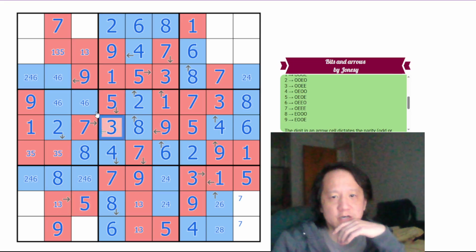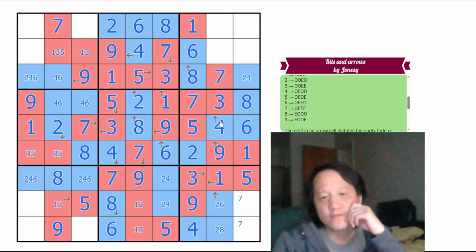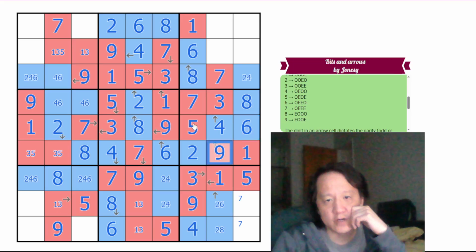5 is odd, even, odd, even. 2 is odd, odd, even, odd. 1 is odd, odd, odd, even. 2 is odd, odd, even, odd. 7 is odd, even, even, even. 3 is odd, odd, even, even. 8 is even, odd, odd, odd. 9 is even, odd, odd, even. 4 is odd, even, odd, odd.